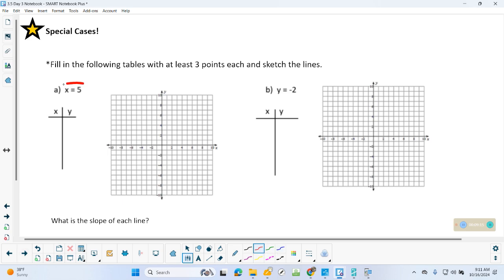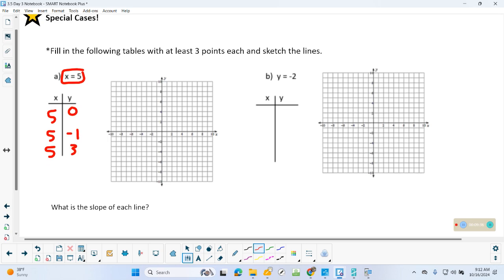So our equation, of course, x equals 5. All the x coordinates have to be 5. So I'm just going to fill that in. Once 3 points. There is no y in your equation. You can pick whatever numbers you want to pick for y. Now, I'm going to keep them small, though. I'm going to do like 0, let's do -1 and 3. You might have different numbers than I did, but we all should have 5 in the x column.